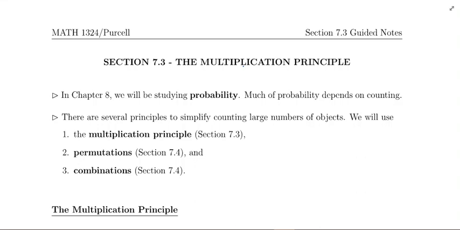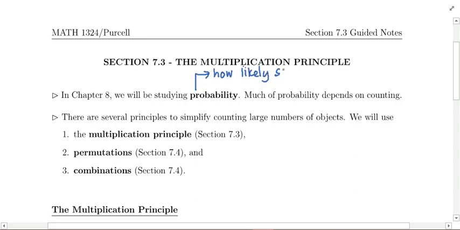Section 7.3, the multiplication principle. In Chapter 8, we will be studying probability. And probability is simply how likely something is to happen. Okay, so I'm going to jot that down. Probability is how likely something is to happen.